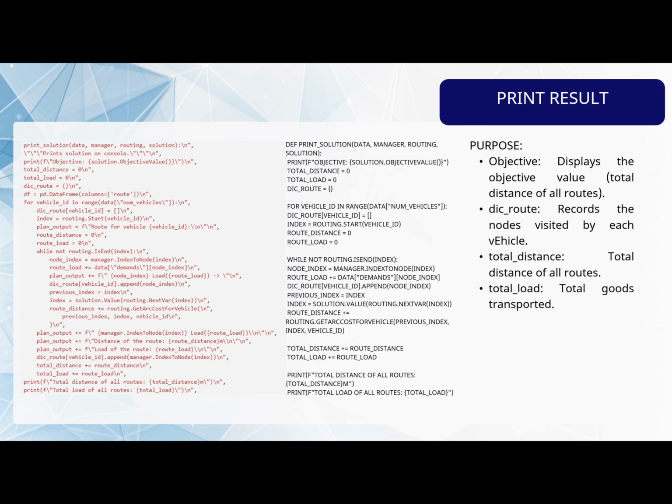And now we print the result. The purpose of the objective is to display the objective value. This means the total distance of all routes. Secondly, the route records the nodes visited by each vehicle. The third is the total distance of all routes. And the final is the total load. The total load is the total goods transported.